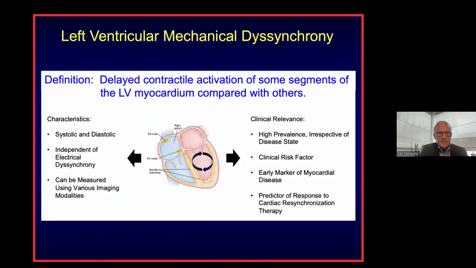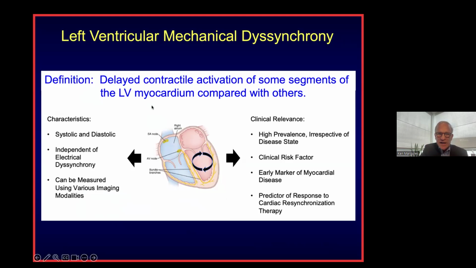Okay. So I mentioned dyssynchrony. I want to drill down a little bit more into it, although I suspect many of the viewers of this are familiar with it. The definition of left ventricular mechanical dyssynchrony is highlighted here: delayed contractile activation of some segments of the left ventricular myocardium compared with others. This is often downstream of conduction defects, electrical conduction defects, most prominently left bundle branch block.